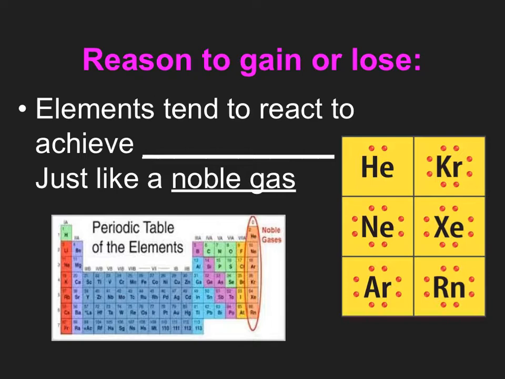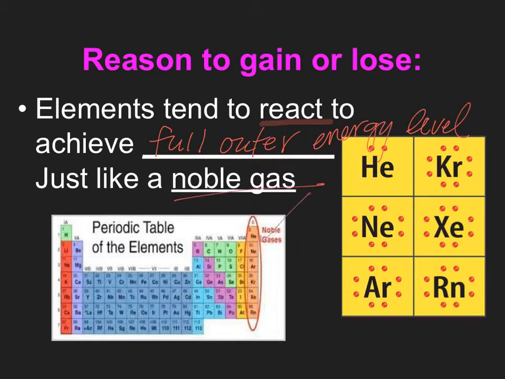So why are these outer electrons so important? Well, it's important to think about because we want to know what the element is going to do when it encounters other elements. How will it react? And its goal is always to react and achieve that full outer energy level, or full outer shell, just like a noble gas. So these guys right here, group 8, their outer shell is full of electrons.